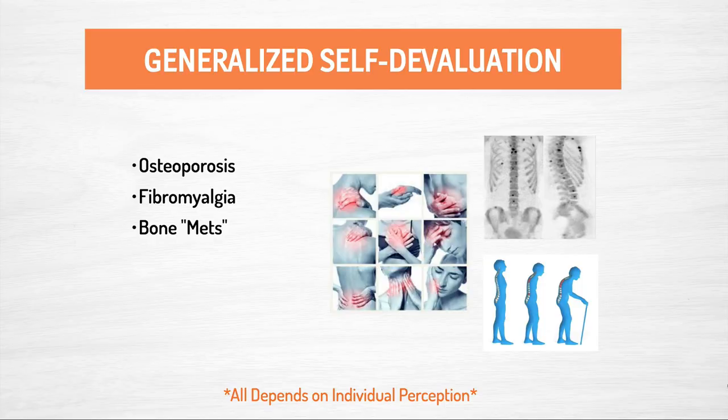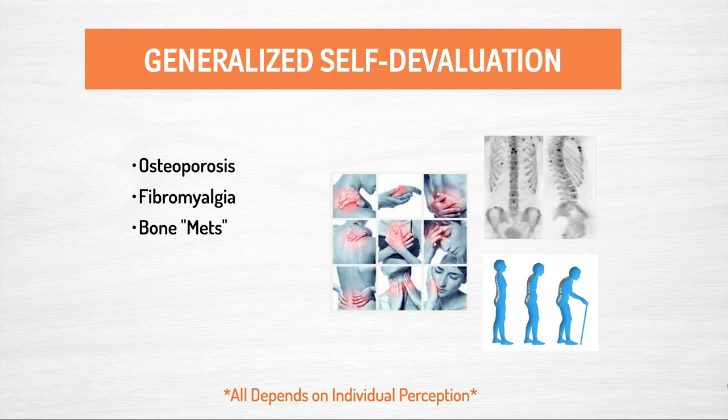Here I wanted to give a couple examples of a generalized self-devaluation. So up till now we were talking about the specific areas and why symptoms and pain would show up in one area and not another. But there is also the possibility that this devaluation is affecting you as a whole. It's not confined to a certain situation or a certain spot on the body. It's affecting you all over.